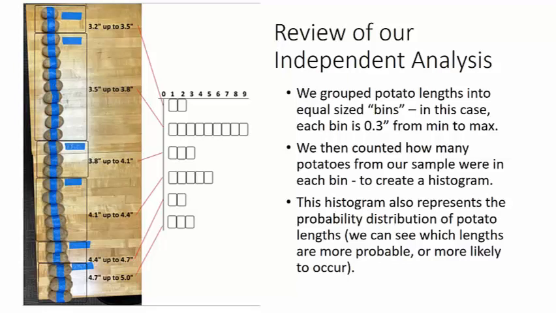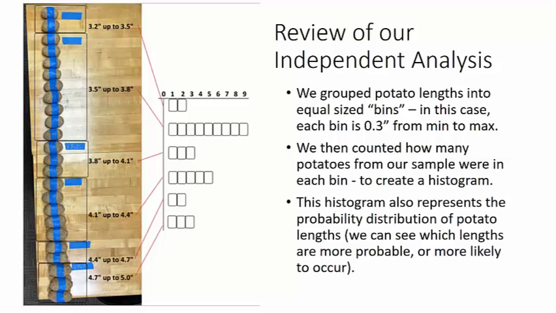So you can see the bins on the left-hand side of the slide. The first bin all the way at the top is anywhere from 3.2 inches up to 3.5 inches, or the bin size is 0.3 inches. The next bin, which seems to have a lot more potatoes in it, is also 0.3 inches in size.